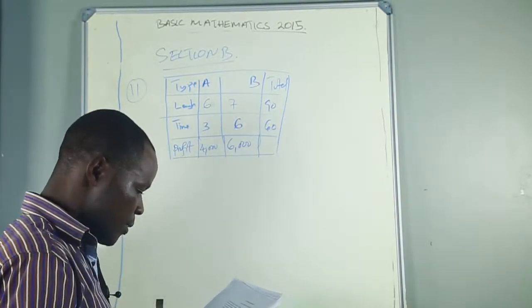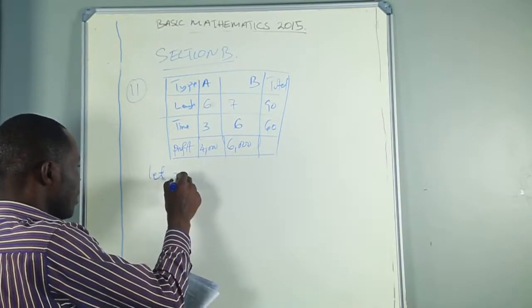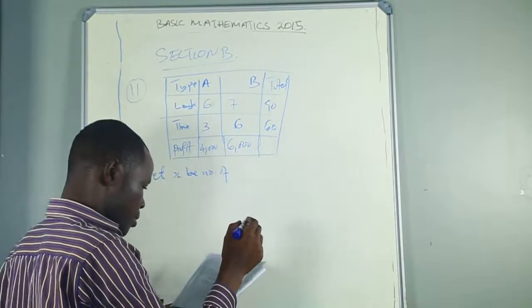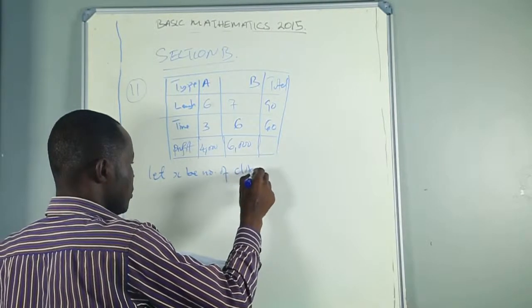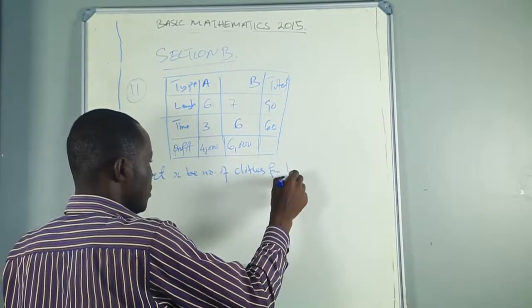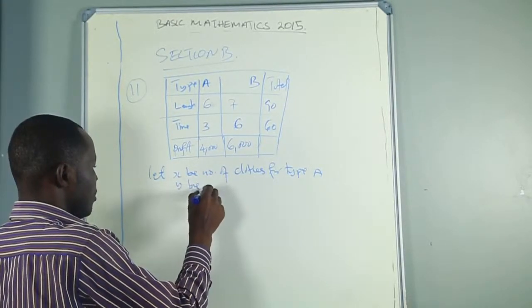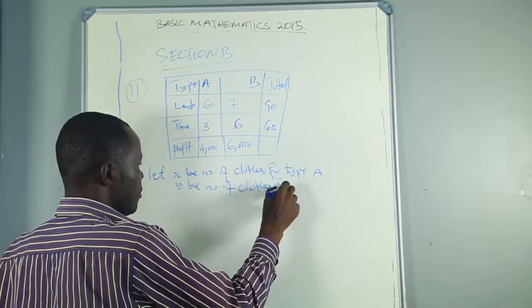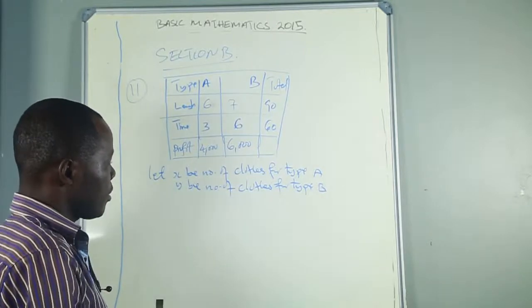So the question is to find how many of each type. So we let X be the number of clothes for type A and Y be the number of clothes for type B. This is step number 1.